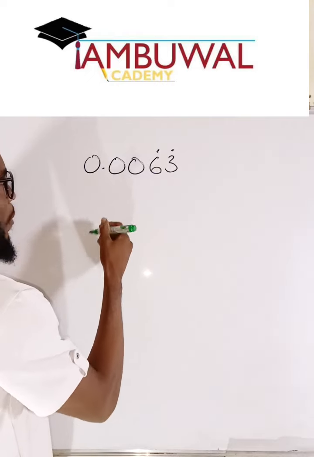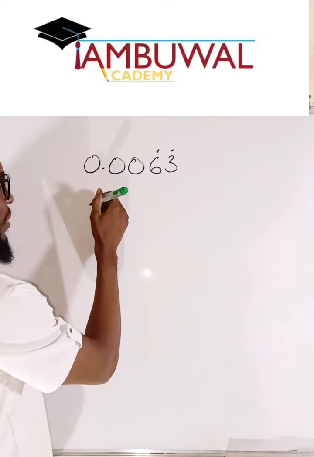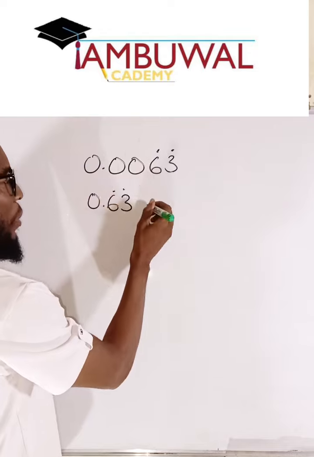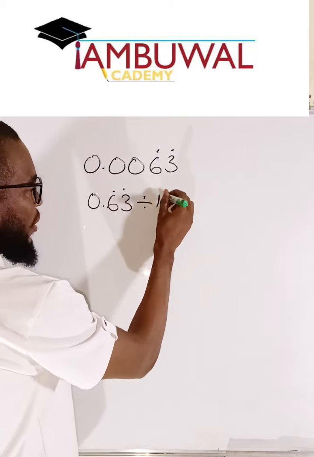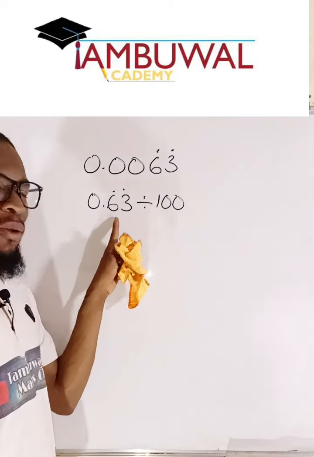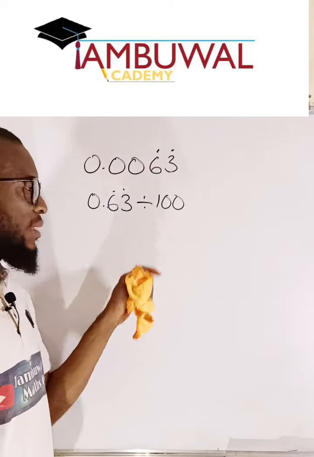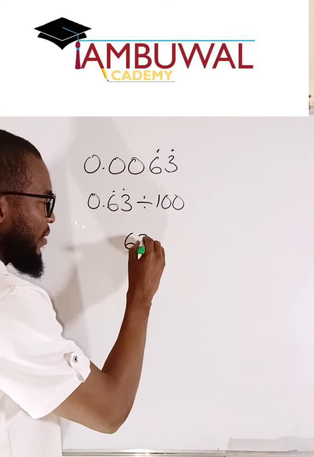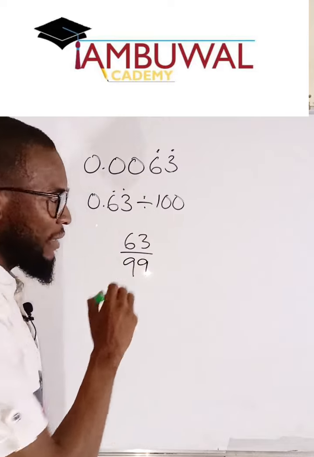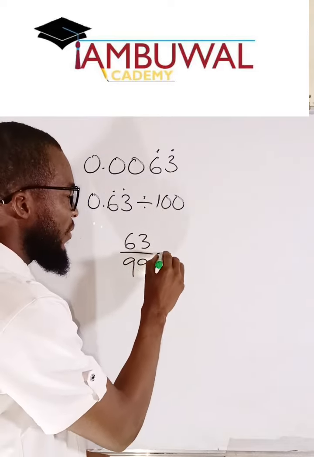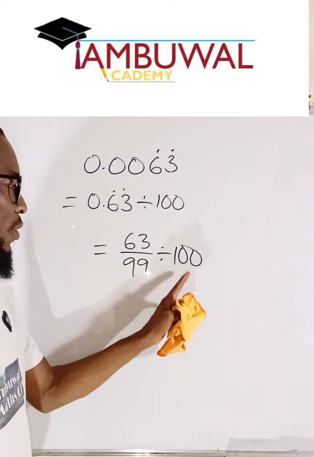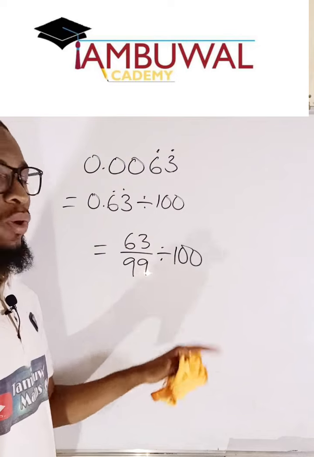So how can we do this? We can say that this is the same thing as 0.63 recurring, but divided by 100 because we have two zeros before 63. The numbers that keep on repeating are what? 6 and 3. Bring them here. 6, 3. But since they are two digits, you divide by what? 99. But don't forget to divide by this 100.